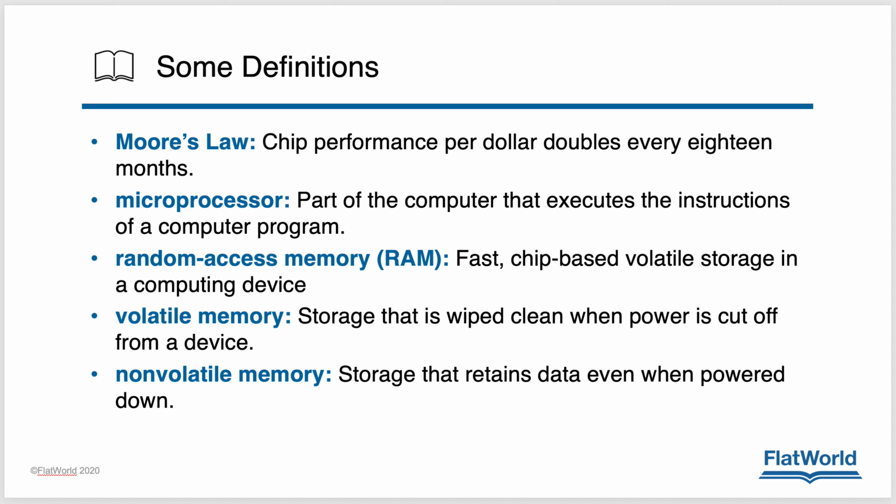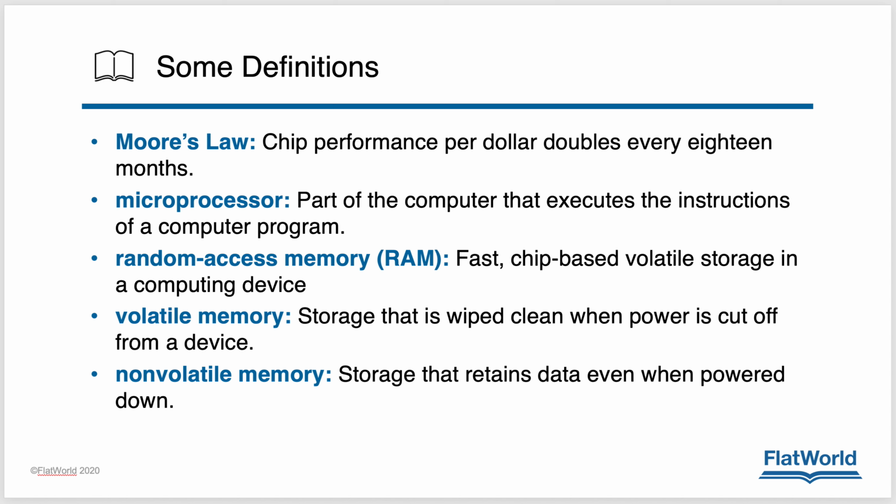Just because we're making things smaller, bigger, better, we make the size of the chip smaller, but the capacity is bigger and the speed is better. I mean, we went from transistors to chips that have thousands of transistors on them that were about the same size as a transistor. A microprocessor is the part of the computer that executes the instructions of a computer program.